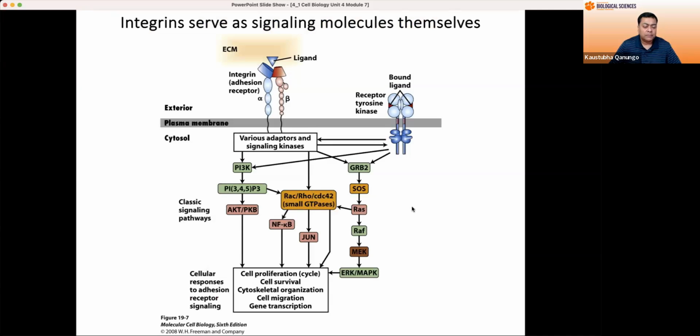So know this well. So, model for integrin activation. This is essentially the pathway that I was talking about. Here you can see that this is receptor tyrosine kinase, and we actually talked about this. This is the GRB2, SOS, RAS, RAF, MEK, MAP kinase, if you remember that, this is what we talked about. But we do not need to remember all of these. These receptor tyrosine kinases can also have various adapters and signaling kinases, which can activate integrins as well. And that can lead to cell proliferation, cytoskeletal organization, cell migration, gene transcription. All these things are cellular responses to adhesion receptor signaling. This can essentially happen, so that serves as a signaling molecule by themselves.